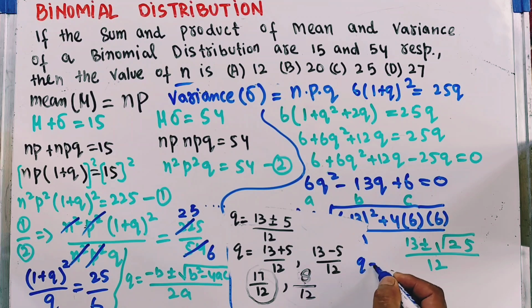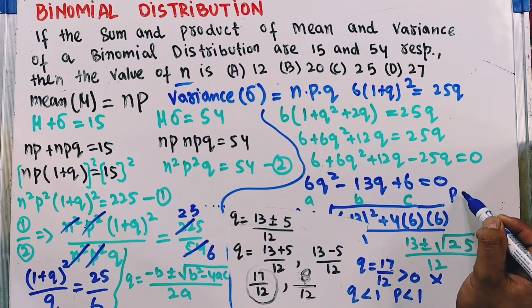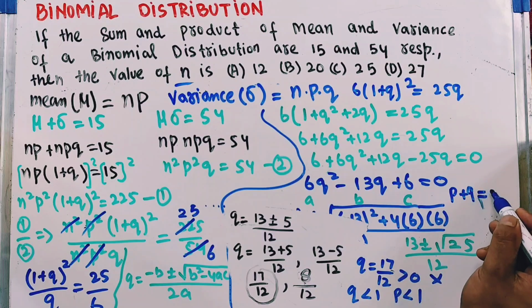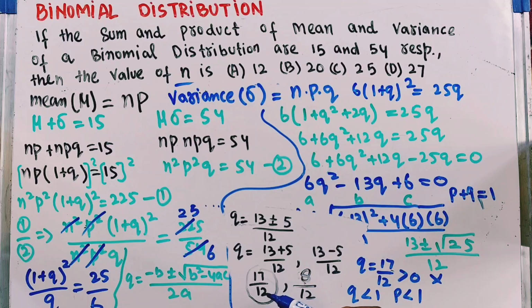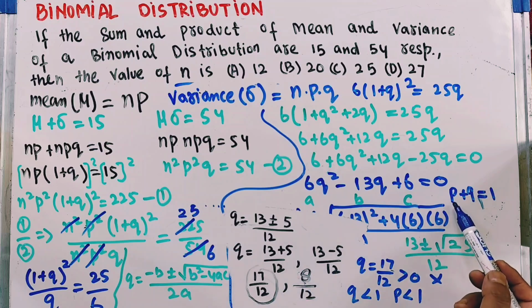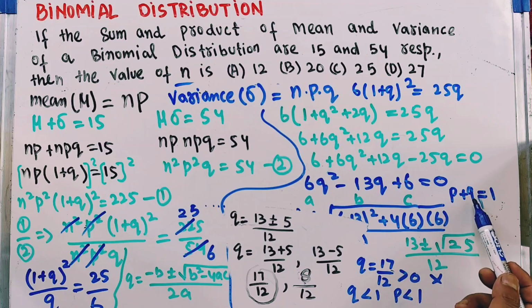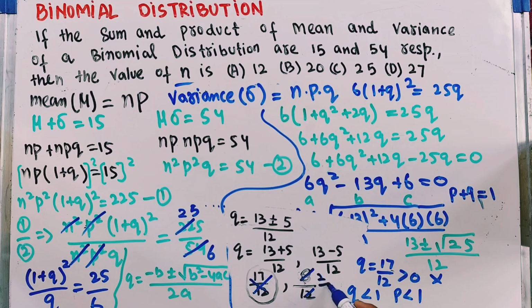If q is equal to 18 upon 12, which is greater than 1, we reject this because the value of q should be less than 1, and the value of p, the probability of success, should also be less than 1, because the sum of probability of success and probability of failure, p plus q, is equal to 1. So q cannot be greater than 1, and we reject this value. That means q is equal to 8 upon 12, 4 2s are 8, 4 3s are 12. So we got the value of q is equal to 2 upon 3.